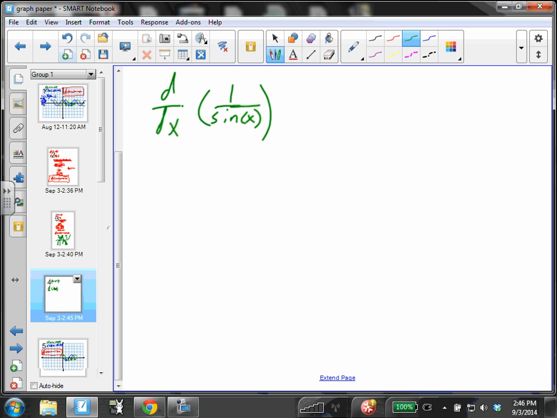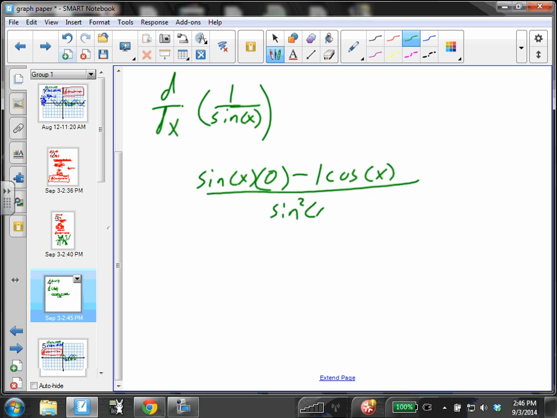And I'm going to use the quotient rule here. So the bottom, so low, sine of x, times the derivative of the top, which is 0, right? Because the derivative of a constant is always 0, minus the top times the derivative of the bottom. Now, what's the derivative of the bottom going to be? Cosine. All over the bottom squared. Well, this right here is going to be 0, right? Sine of x times 0 is just going to disappear. And so we have negative cosine x over sine squared x.